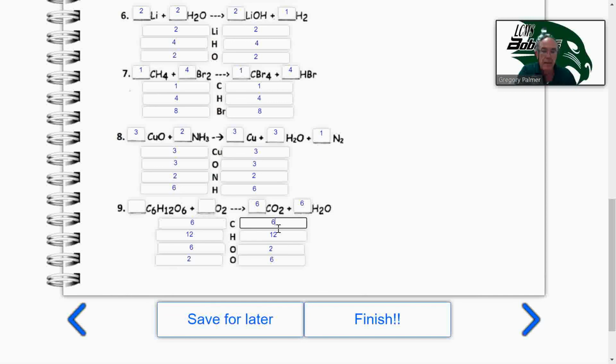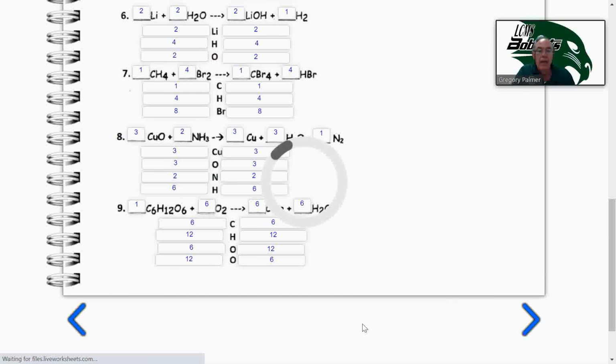That's going to make this a 6, and 6 times 2 is 12 oxygens. So now I have a total of 18 oxygens on this side. Okay. And I only have 6 plus 2 is 8 on this side. And over here, I have 6 plus 12 is 18. So I'm going to try a 6 here. When I do that, 6 times 2 is 12 oxygens from the O2. So now I have 6 plus 12 is 18. 12 plus 6 is 18. 6, 6, 12, 12. So this looks like it's balanced. Okay? And it looks like we're finished.